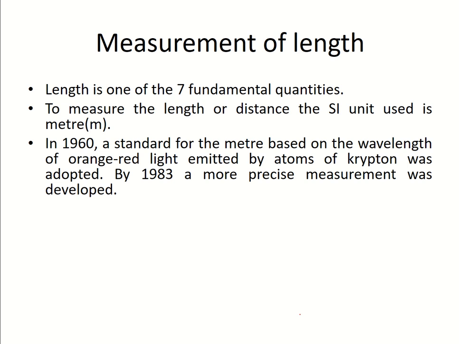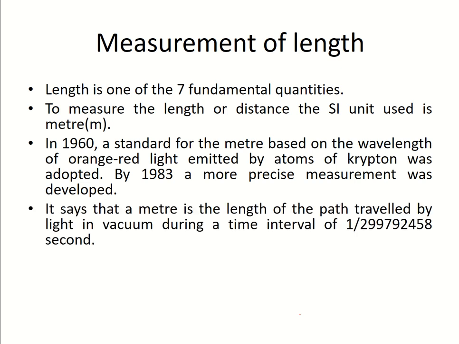By 1983, a more precise measurement was developed, and it said that a meter is the length of path traveled by light in vacuum during a time interval of 1 by 299792458 second. So, in that fraction of second, whatever is the distance light travels is nothing but 1 meter.